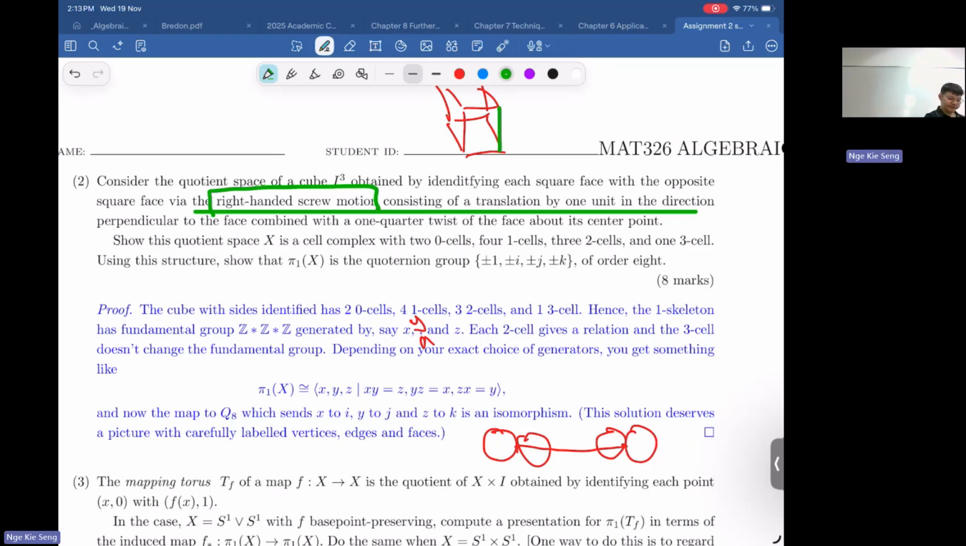Then this pi one of this is actually the quaternion group. Quaternion is a 4-dimensional vector space, but in this case here there's only group structure. It's not really a vector space. But the group structure can be realized by this object.